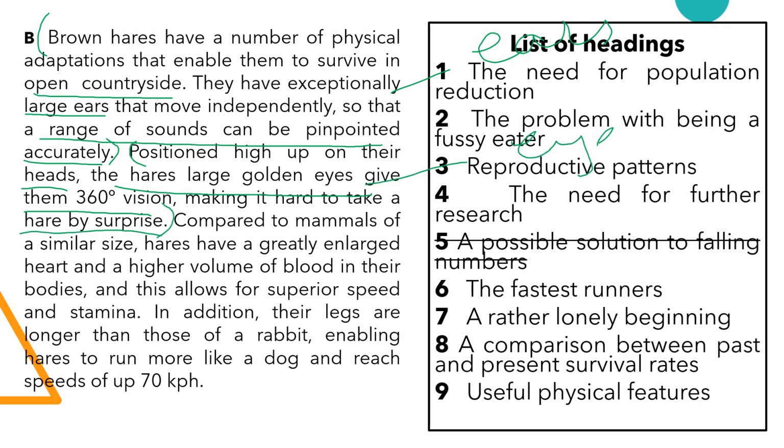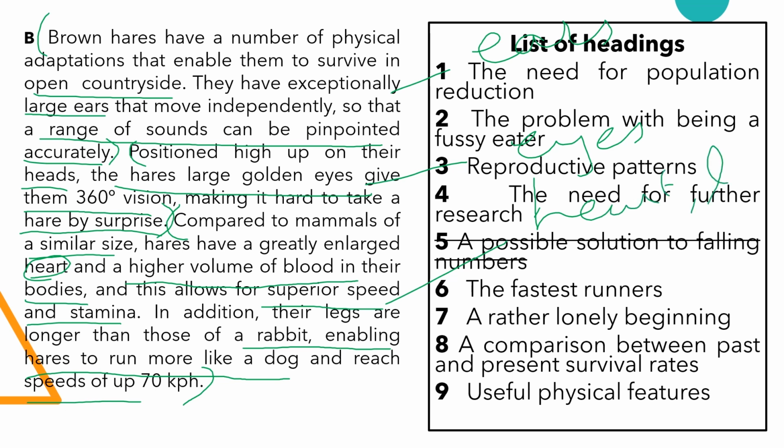They mentioned eyes. Compared to mammals of a similar size, hares have a greatly enlarged heart and a higher volume of blood in their bodies, and this allows for superior speed and stamina. In addition, their legs are longer than those of a rabbit, enabling hares to run more like a dog and reach speeds of up to 70 km per hour. So they mentioned heart and legs. So the gist is that they are talking about the hare's body parts and their benefits. So the answer is ninth, that is useful physical features.